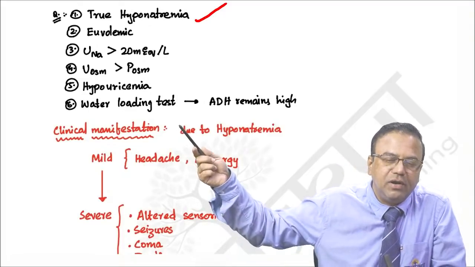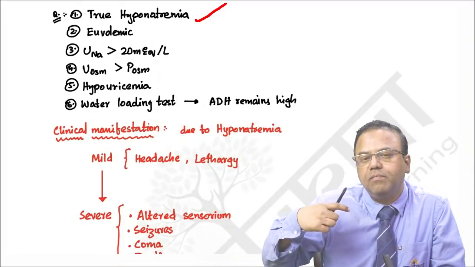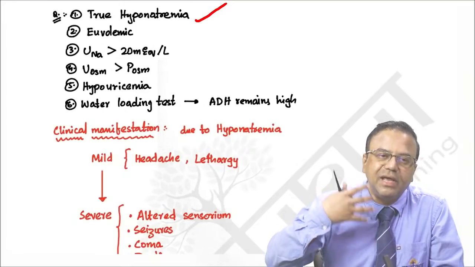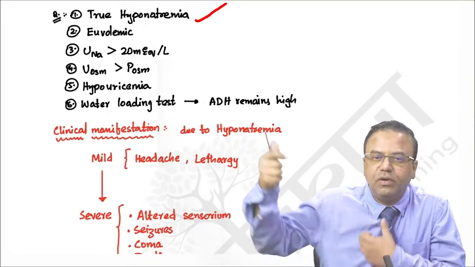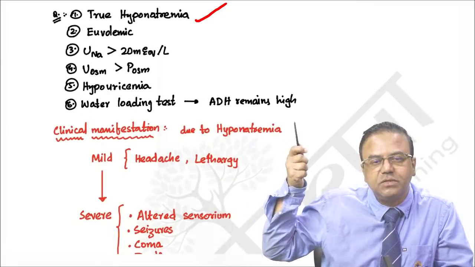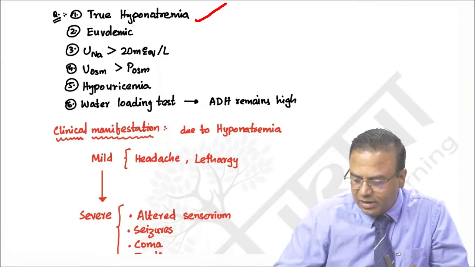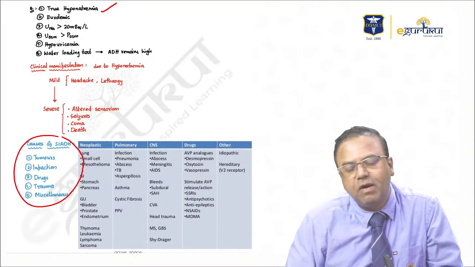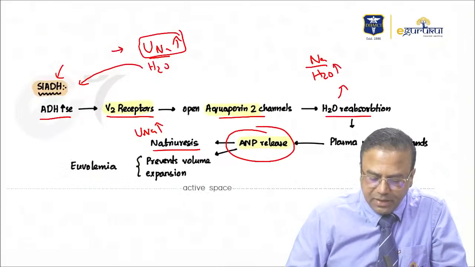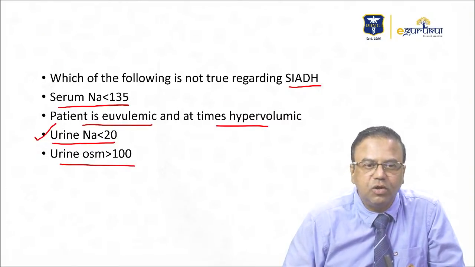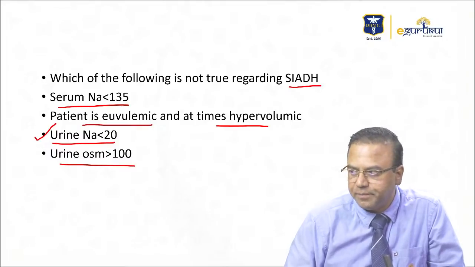And I told you about the water loading test. If you give water, any physiological ADH that is there should get suppressed. Water intake should cause water loss in the urine. So if you drink water, then ADH should get suppressed. If it does not get suppressed, that confirms the diagnosis. So these are the clinical features of SIADH, and the various causes of SIADH we've also covered in the classes. Anyway, the answer here is straightforward. The statement that urine sodium is less than 20 is wrong. It should be more than 20 milliequivalents per liter.